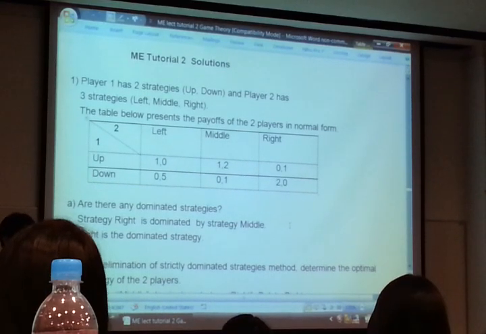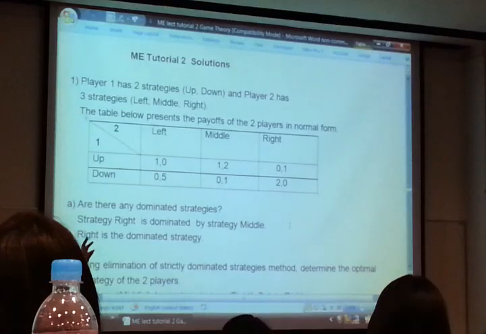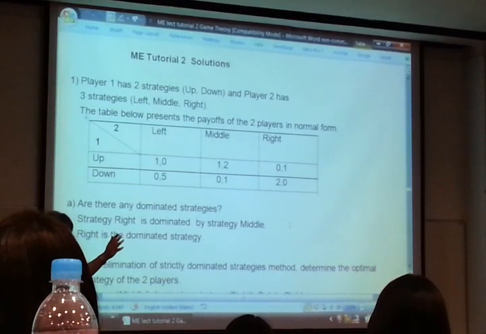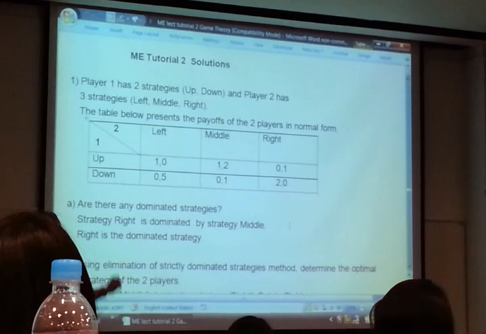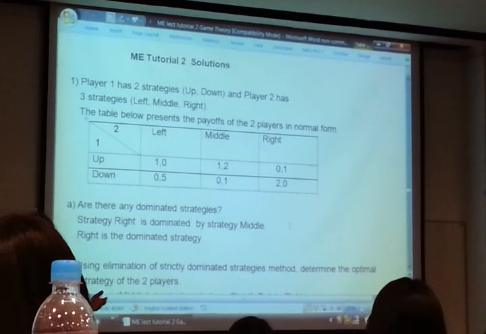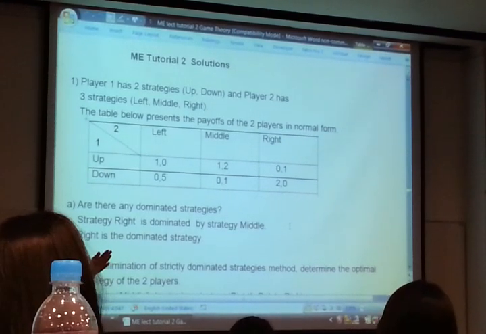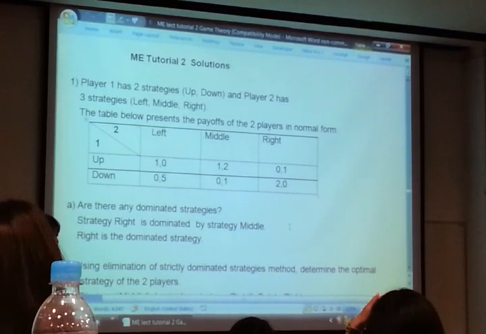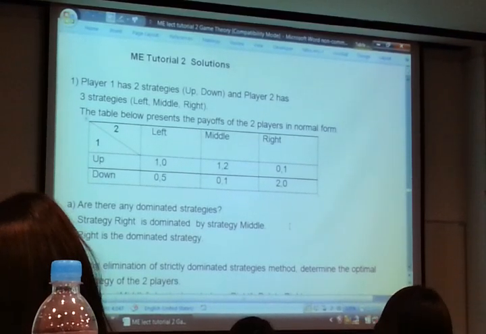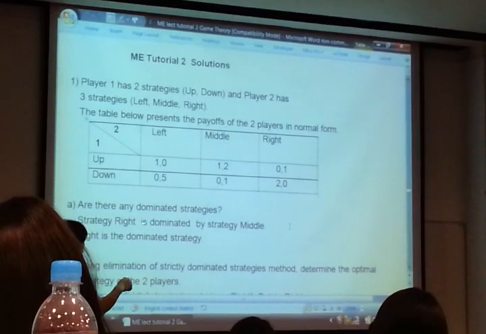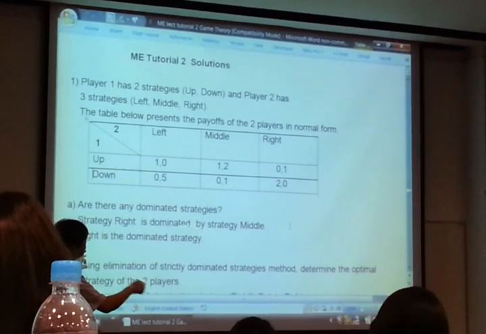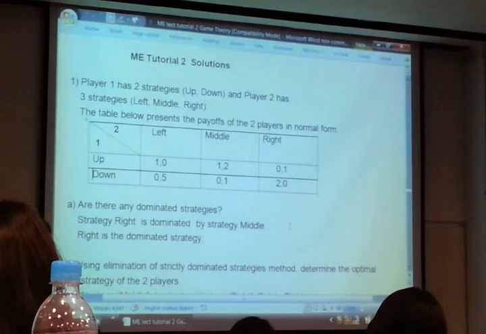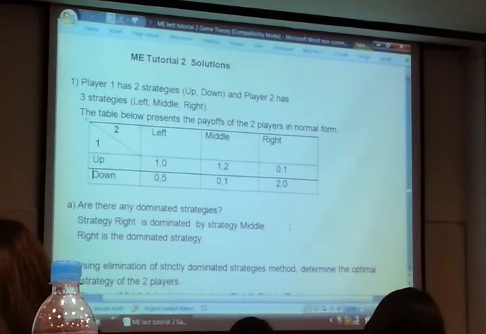So in all the exam questions, don't panic. If you see something like this, all you have to do is to reduce it to 2 by 2. How? You eliminate one of the dominated strategies. You understand? Reduce one of the dominated strategies. Now in this case, are there any dominated strategies? Yes or no? Yes. How do we know? Because you can see here, strategy right is dominated by strategy left. So we know.